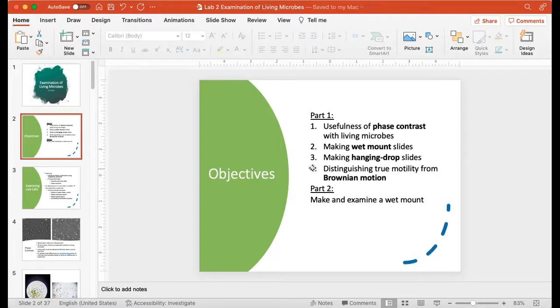And we're going to distinguish that true motility from what's called Brownian motion, which is sort of a false motility that we sometimes see underneath the microscope. In the second part of the lab, what we'll do is we'll actually make a wet mount and we'll examine it underneath the microscope together.